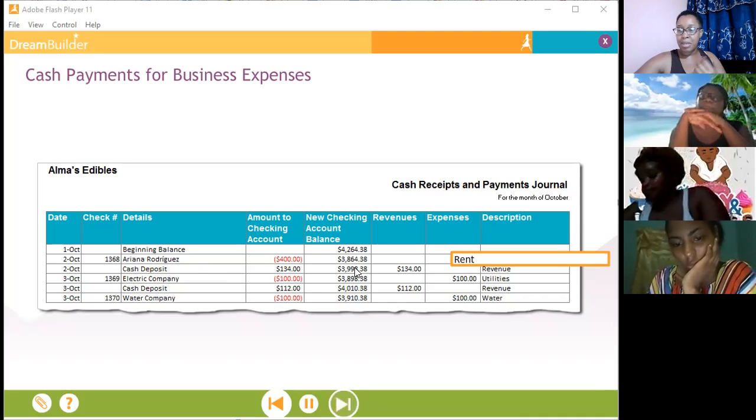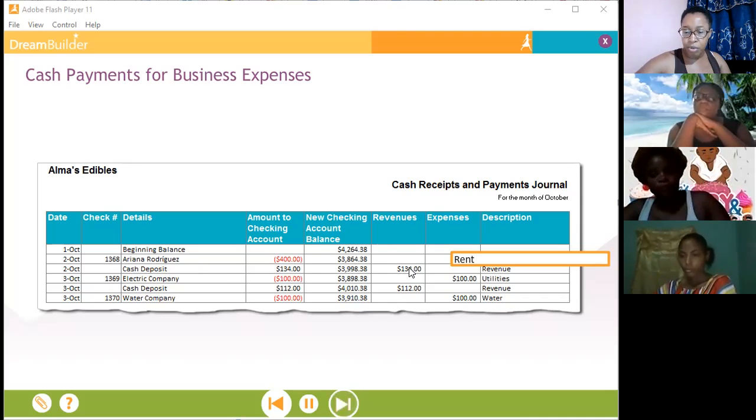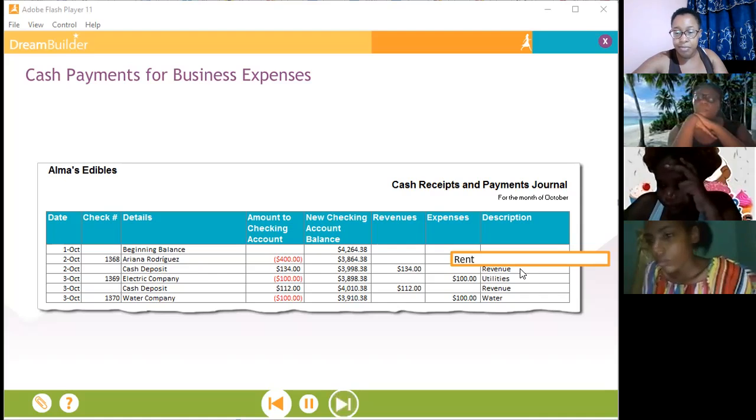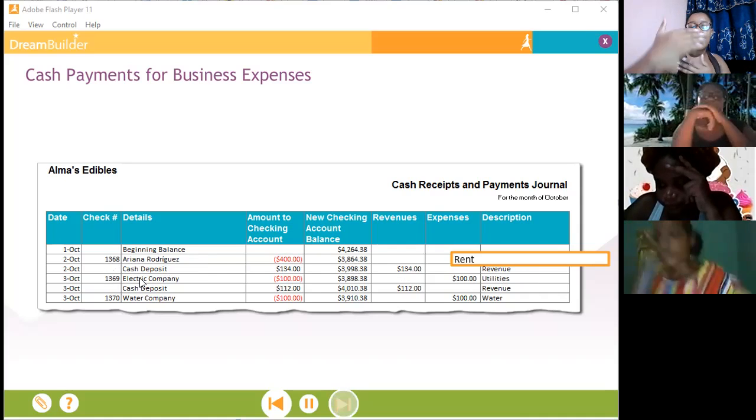What was that? A revenue or an expense? It was revenue because money came in. And what was the amount of that revenue? $134. What were the details? Revenue.